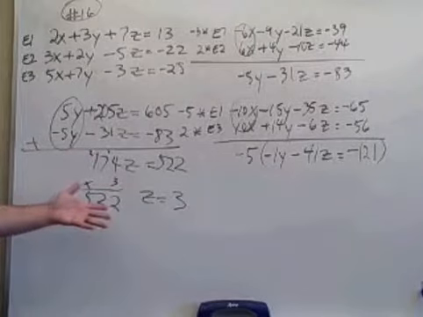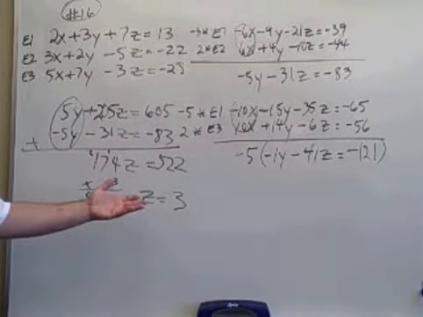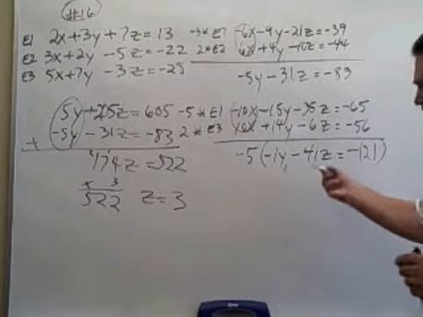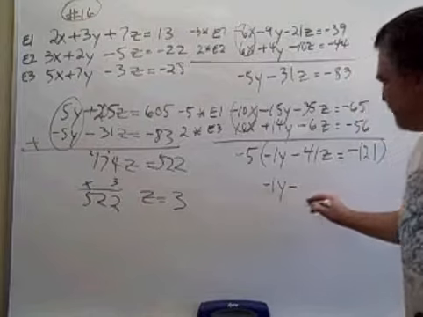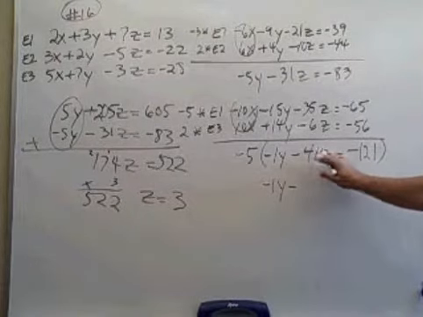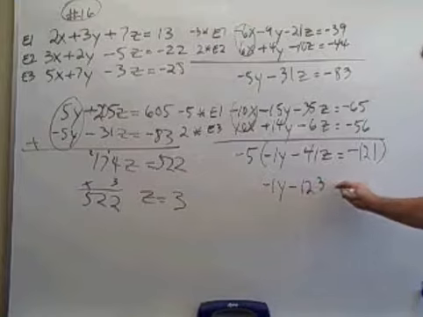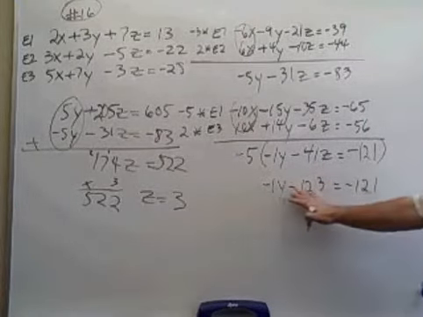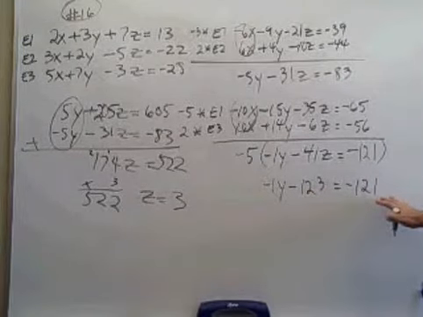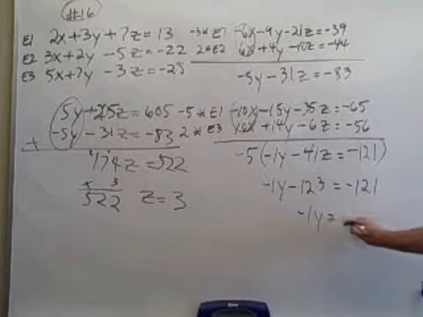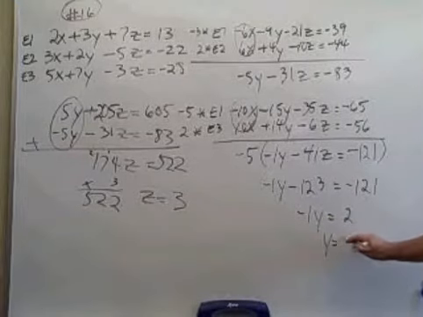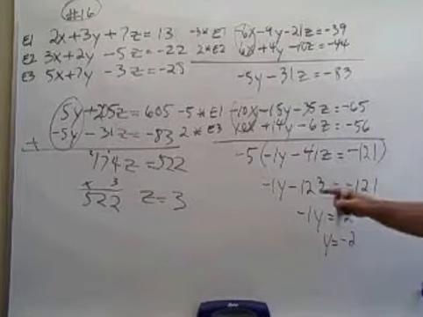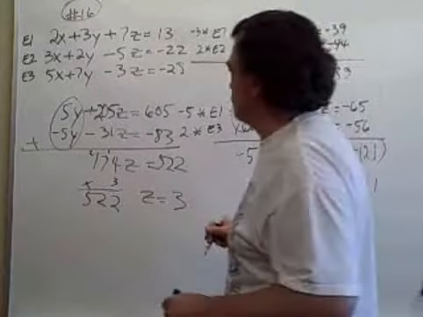So z equals 3. So now let's plug that value into, say, this equation right here where we only have y and z. So negative 1y minus, putting in 3 for z, 3 times 1 is 3, 3 times 4 is 12, equals negative 121. If I add 123 to both sides, I get negative 1y equals 2, so y equals negative 2. And now I know that z is 3 and y is negative 2.